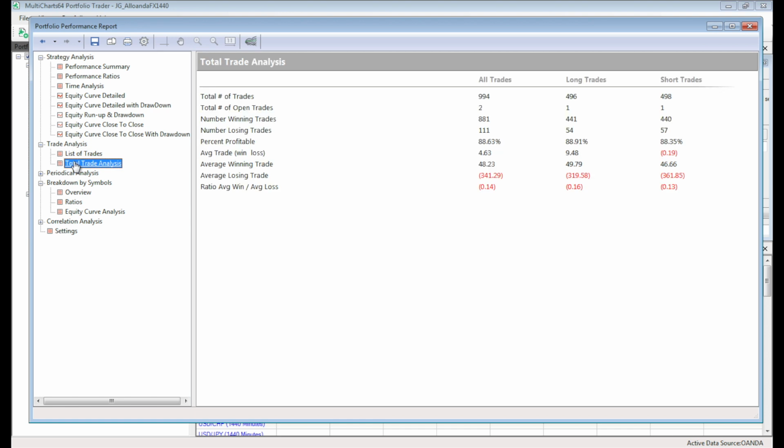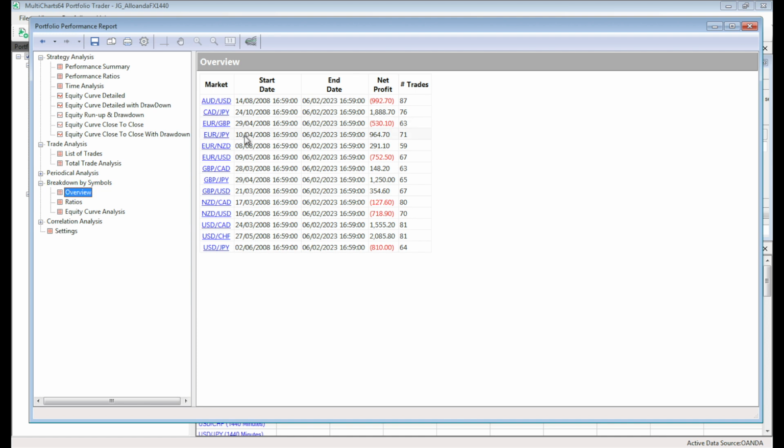Looking at the total trade analysis, we've got an average trade of 4.6 pips. Now, that's going to be a little bit low by the time we've included costs in all those different pairs, but it's not bad. It's a decent start. But look at the percentage profitable, 88.63%. That's really, really high, isn't it? And partly that's because we've got a wide stop loss and we've got a first profitable close type exit. But let's have a look at the Forex pairs individually.